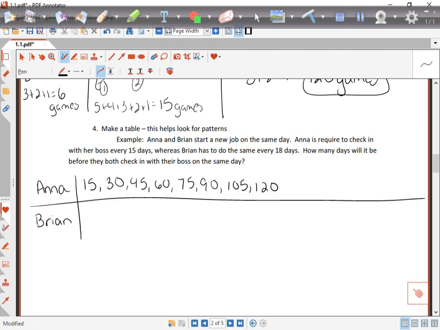Okay, then Brian meets his boss every 18 days. So 18 more will be 36, 18 more is 54. And what we're looking for is the day that they both meet their boss. So if I keep going, I get to 90, and notice 90 is listed in both of their rows. That means they both meet their boss on the 90th day. That's the first number that they have in common. Okay, so they're going to meet on the 90th day.